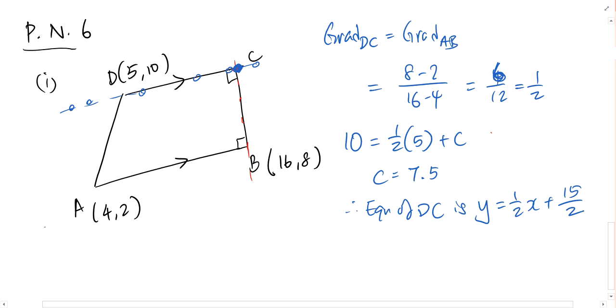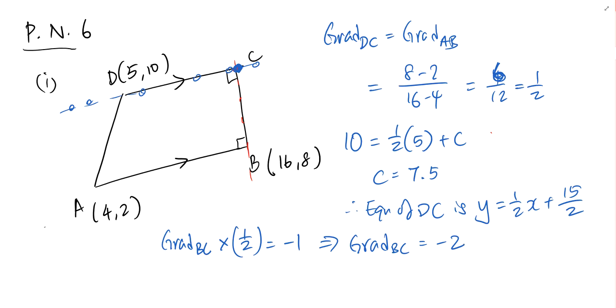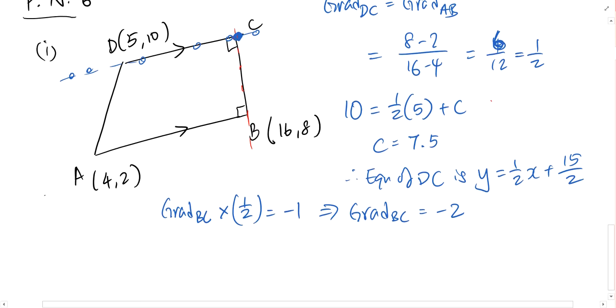Now, gradient of BC times the other gradient, half, equals to -1. So gradient BC must be equals to -2. Yes? Did you eventually get -2? So what do you write? Okay, you can, because you already have the half. It's understood that you are capable of doing that mental sum. -1 divided by half is -2.